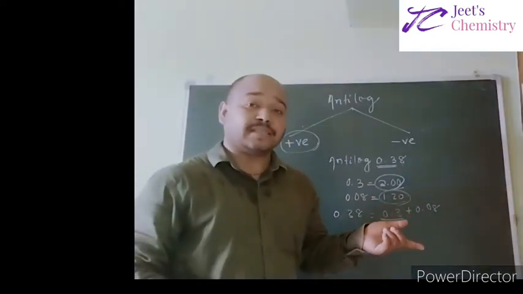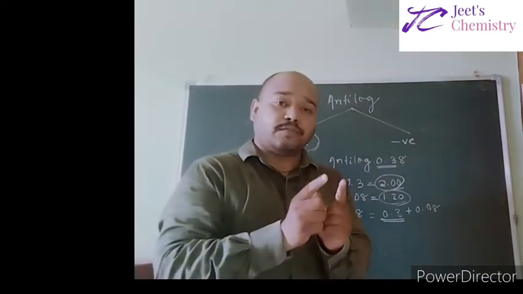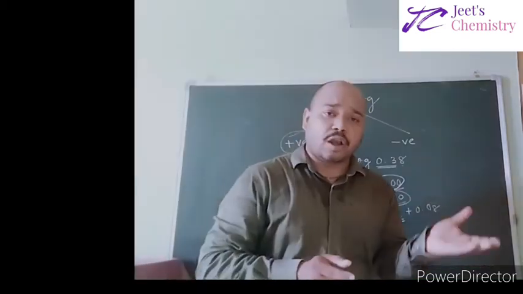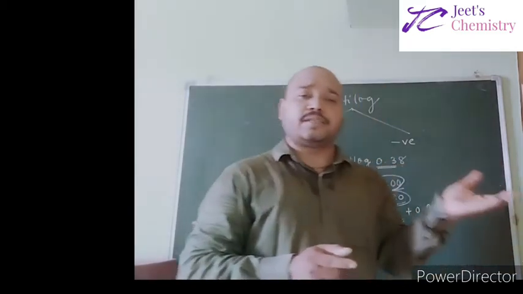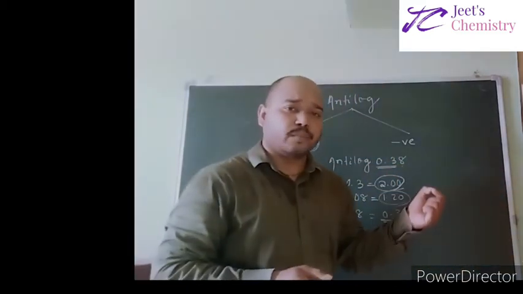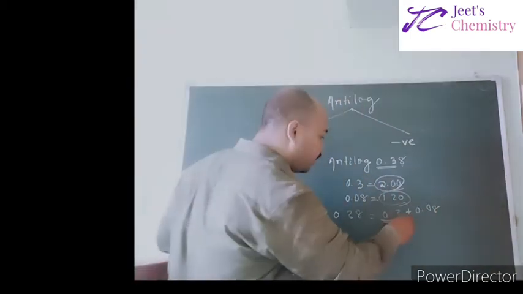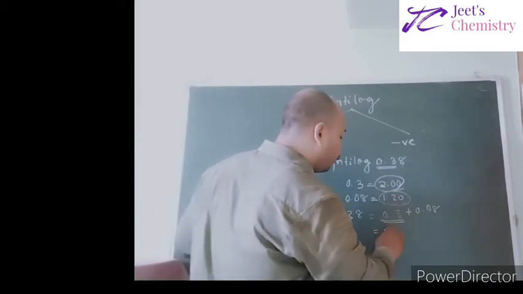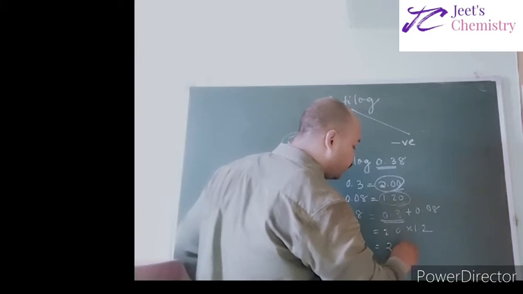Similarly, as in logarithm values, multiplication is converted into addition. We say that log m plus log n is equal to log mn. Similarly here, antilog m plus antilog n means antilog of m into n. So your value will be 2.0 into 1.2. Your answer is 2.4.